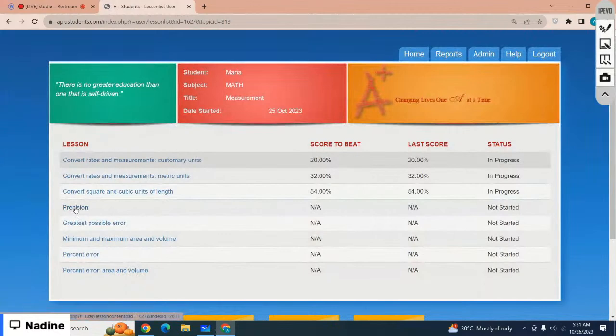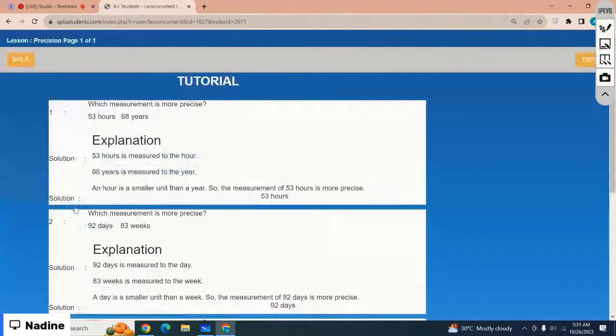And the next lesson is precision. Let's just start with the next lesson. Which measurement is more precise? 53 hours or 68 years? The value that is measured to the smaller unit is more precise, right? One of them is measured in years and one in hours. Hour is a smaller unit than a year, so 53 hours is more precise. Got it?